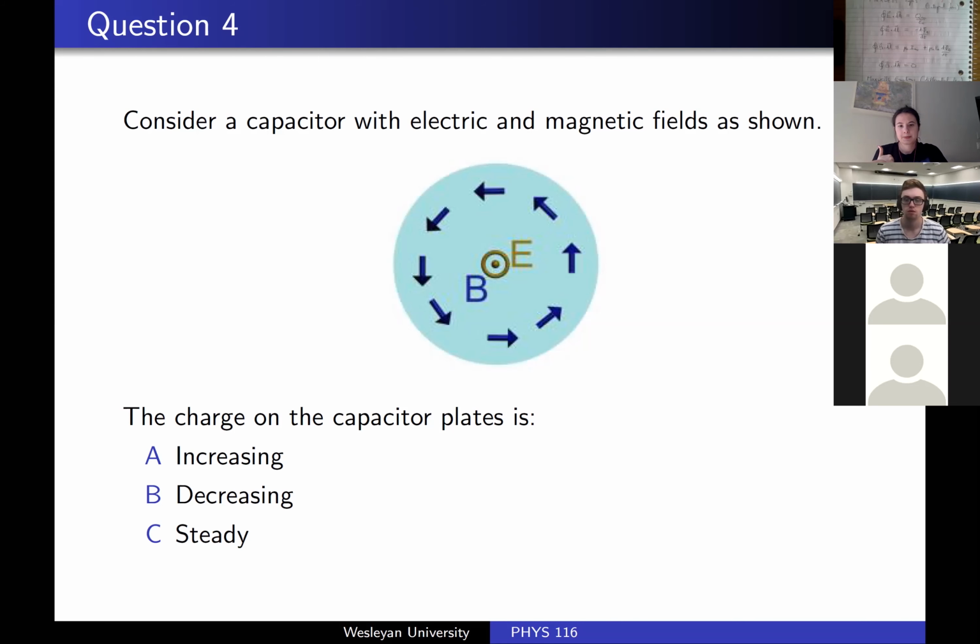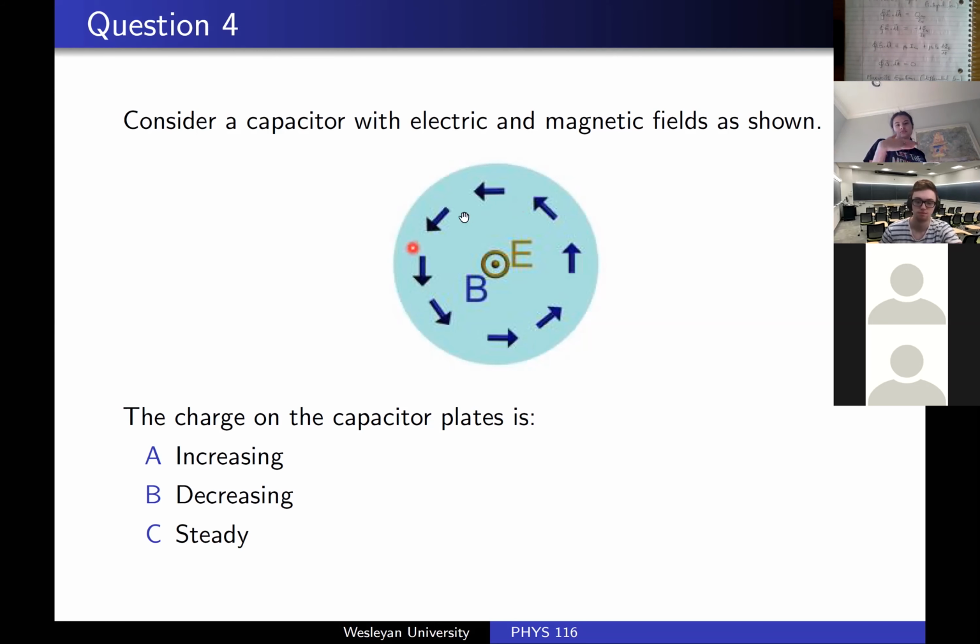Anyone? Come on. Ampere's law. Ampere's law, right? This is where Maxwell's correction to Ampere's law comes in. A changing E field will give rise to a B field.